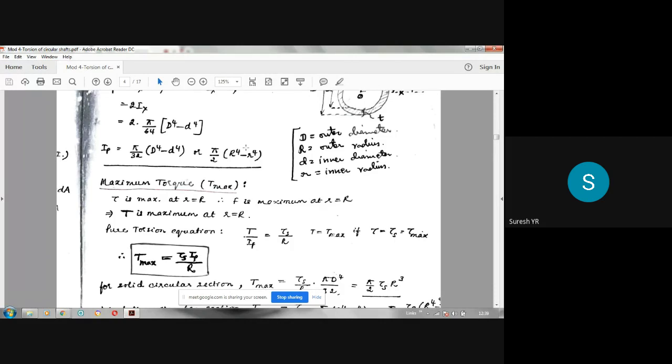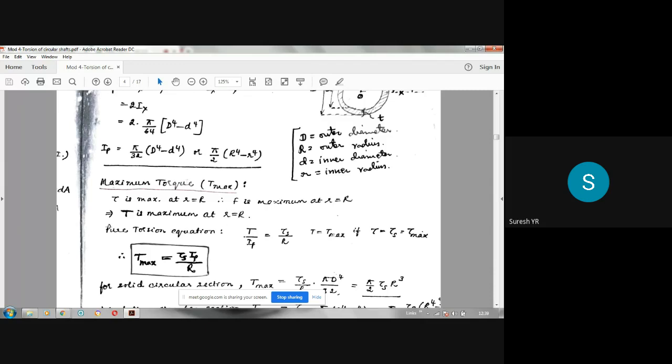Now let us see the expression for the maximum torque or maximum torsional moment, Tmax. Where does it occur? It occurs at the boundary. We know that maximum torque occurs at the boundary because maximum shear stress occurs at the boundary. At r equal to capital R, tau is maximum. Therefore, F is maximum at r equal to capital R. Since shear stress is maximum there, shear force is also maximum, and torque is also maximum there. Torque is nothing but shear force multiplied by the radial distance, and here the radial distance is capital R.